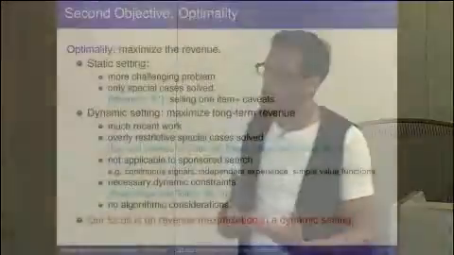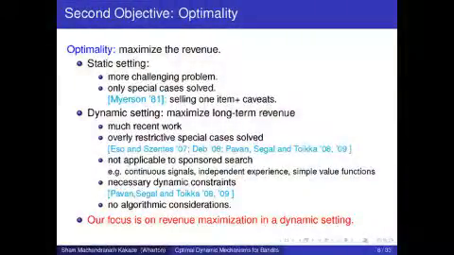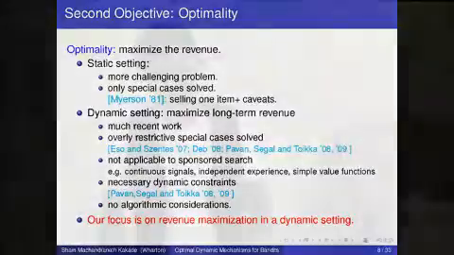But when you actually looked at which settings they can handle, they're really very limited, and they're not applicable to problems like sponsored search, because they can't really handle more general types of experience. They are really limited to settings where the signals you're getting are continuous signals, as opposed to these discrete click events and discrete purchase events. And the types of value functions you can use are also very, very constrained. And they don't really focus on algorithmic considerations either. So our focus here is, again, on the second objective of revenue maximization in a dynamic setting.